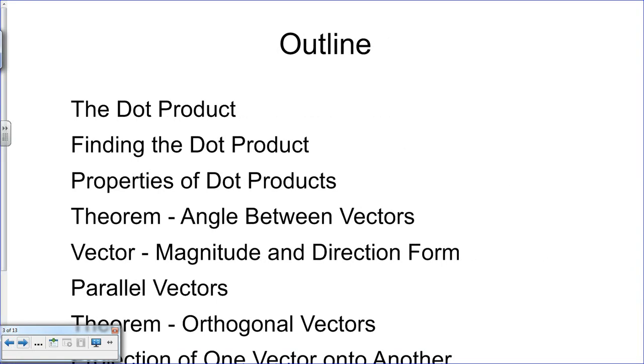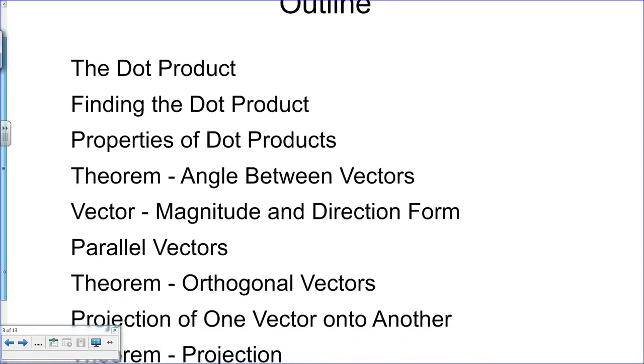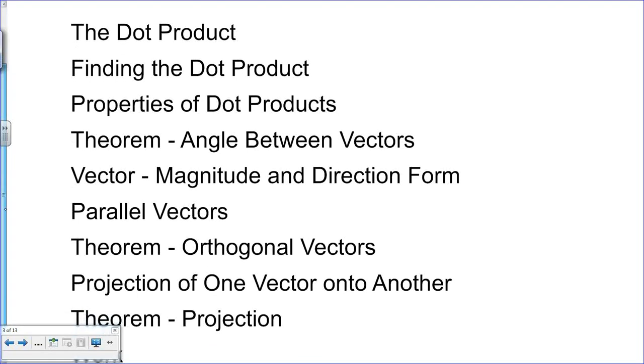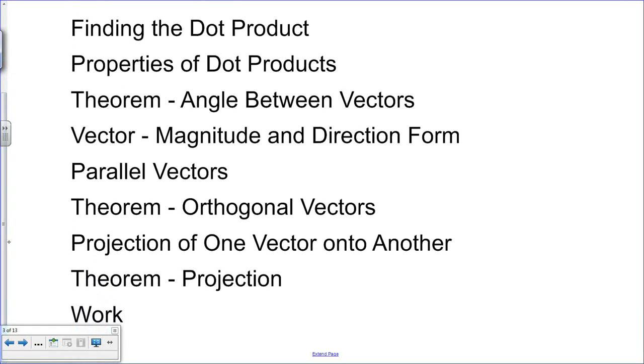The outline for this video: we'll start with the dot product. We'll talk about finding the dot product, and some properties of the dot product. We'll talk about a theorem for finding the angle between vectors. We'll talk about the vector in magnitude and direction form, parallel vectors, orthogonal vectors, something called the projection of one vector onto another, and then we'll end with work.